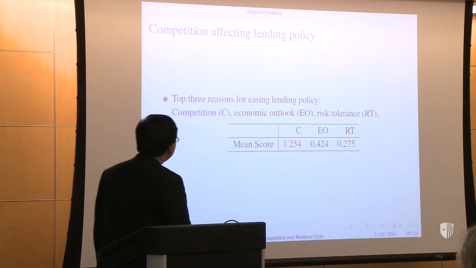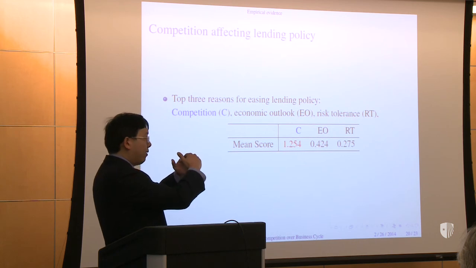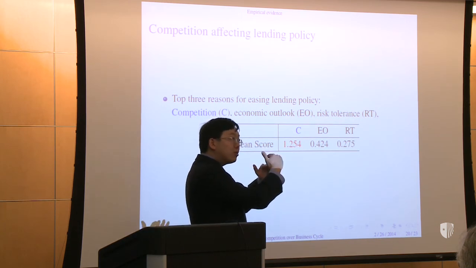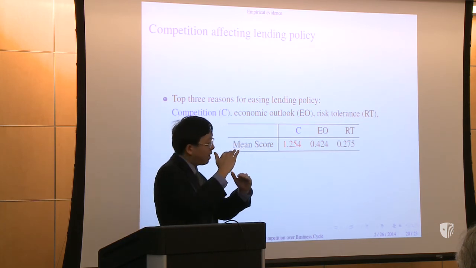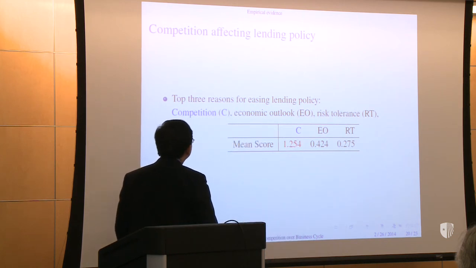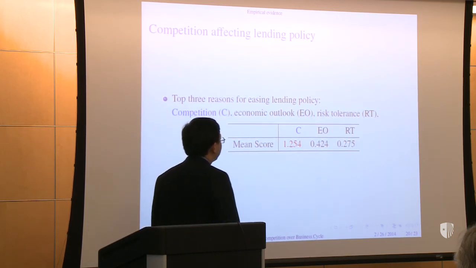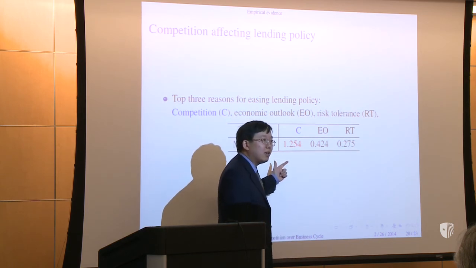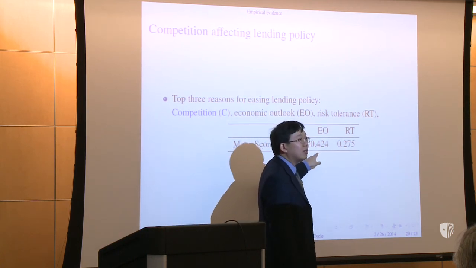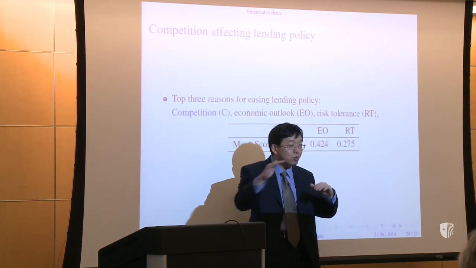Now, if you calculate the top 3 reasons for easing lending policies, what does top 3 mean? Top 3 means the average ratings each answer receives across the more than 100 surveys over the past 2 decades. What you get is that competition is rated consistently as the most important reason for easing lending policies. And as you see, the mean rating is 1.2, as opposed to the second one, economic outlook, which receives an average rating of only 0.4.